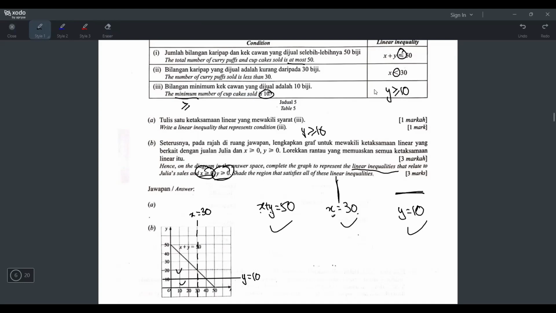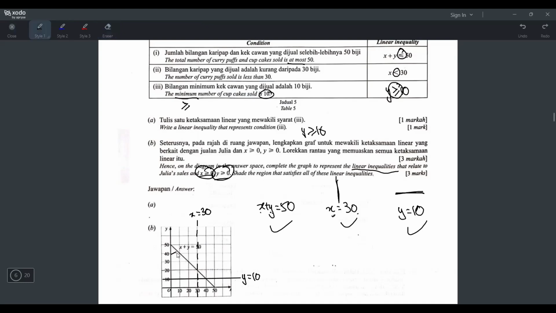Now we check for the third one. Y bigger or equals 10. So this is the line, but they say bigger, right? So bigger means ambil bahagian atas garisan. So when you ambil atas means you will erase yang ini lah. So the only region left here is this. It means this is the overlap. Yeah, this region is the overlap, this trapezium.